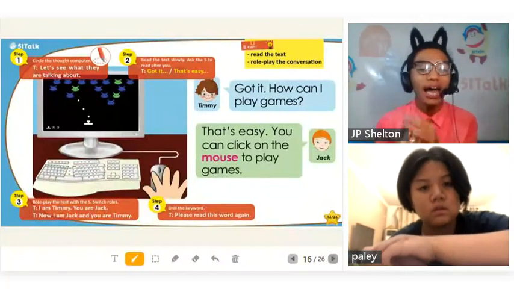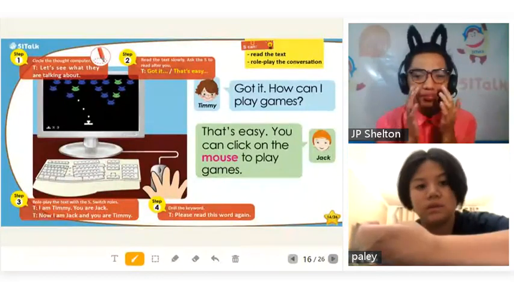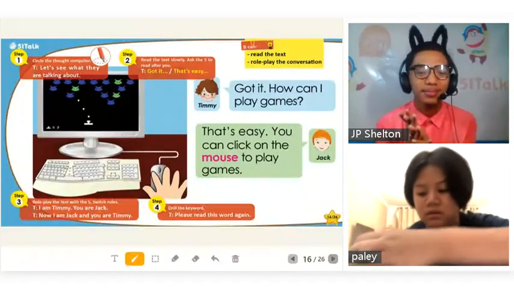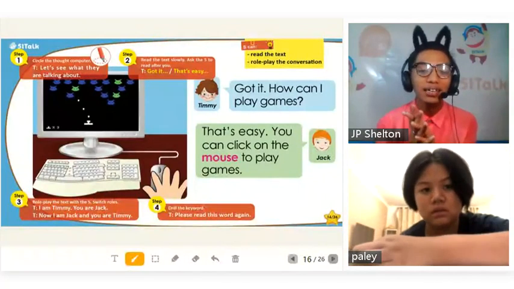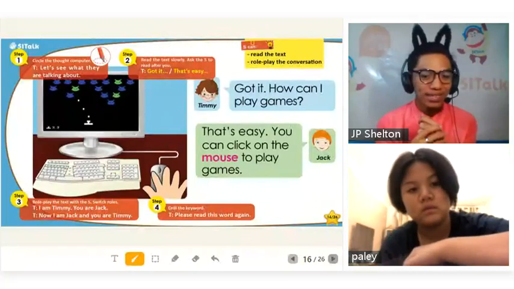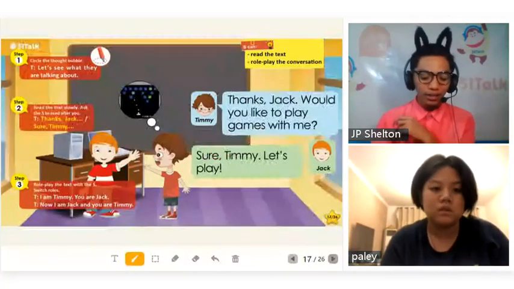So now, I am Jack and you are Timmy. Please read first. Got it. How can I play games? That's easy. You can click on the mouse to play games. Okay, very good. Okay, so now let's go to the next page.